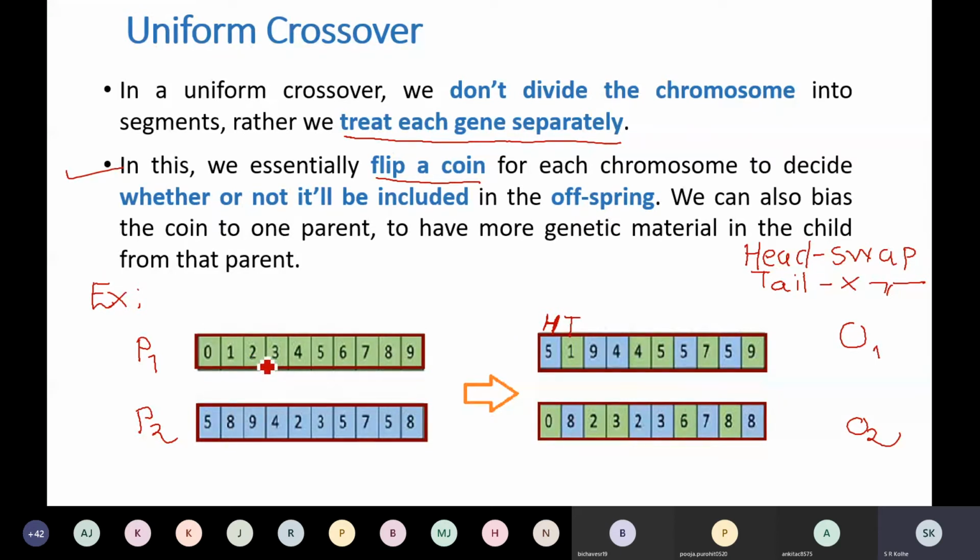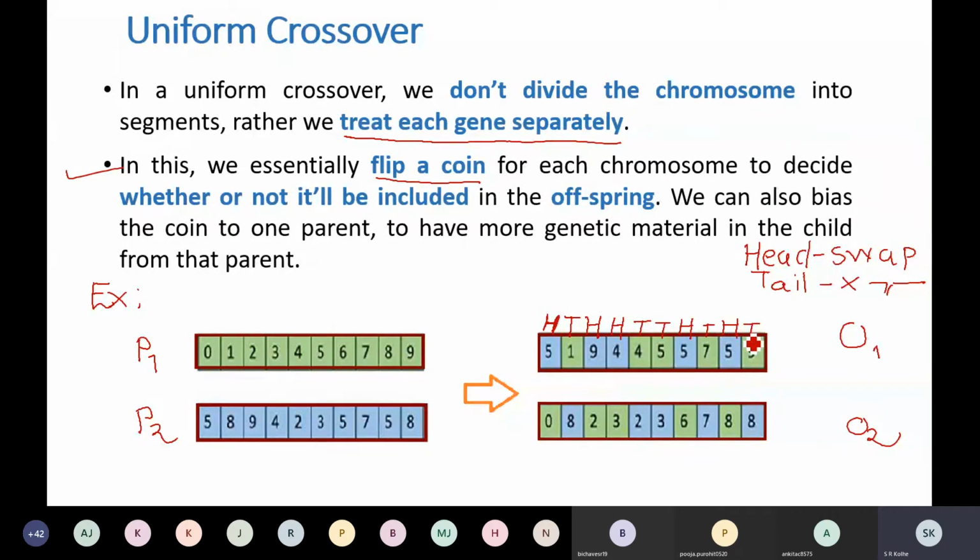Next one, toss a coin, it is head, so instead of 2, crossover will take place. You will replace this 2 with 9, so here it is head. In this way you are going to continue. Wherever there is a change, head was there, and wherever there was the same digit as that of the parent, then it was tail.